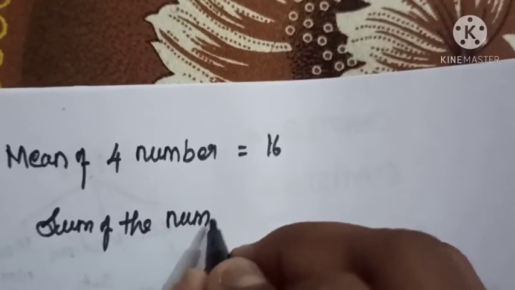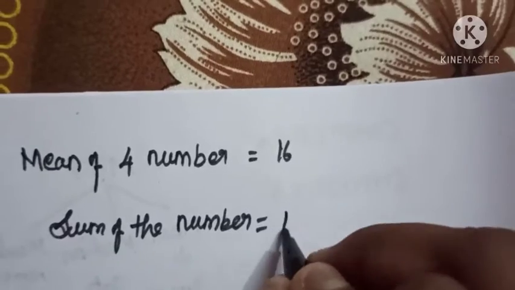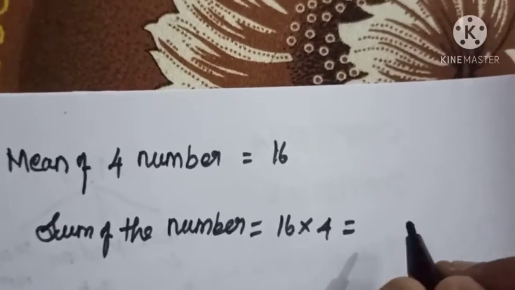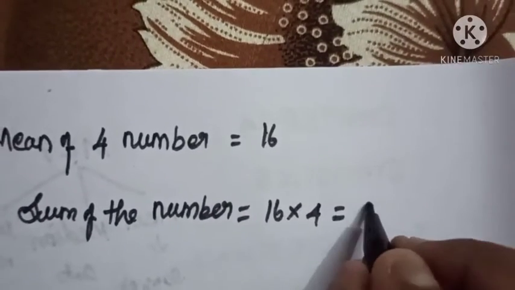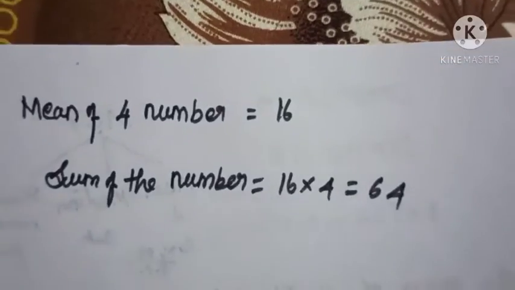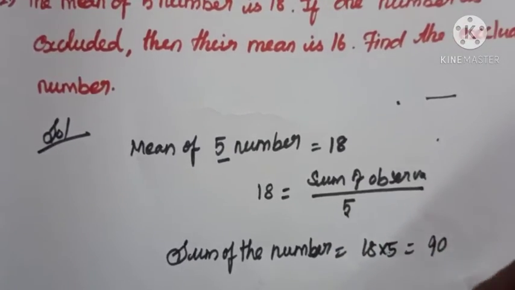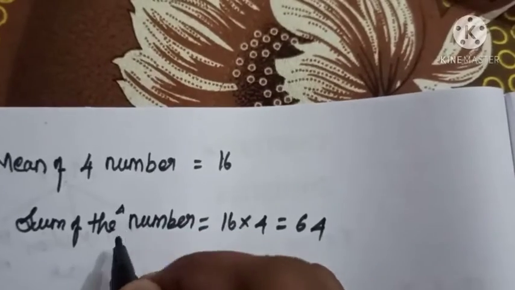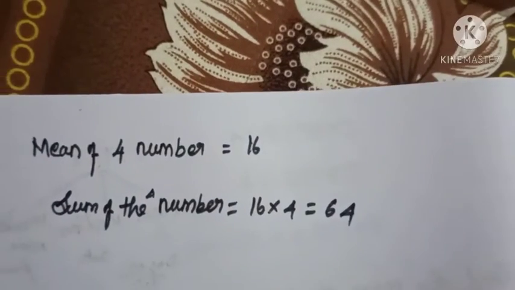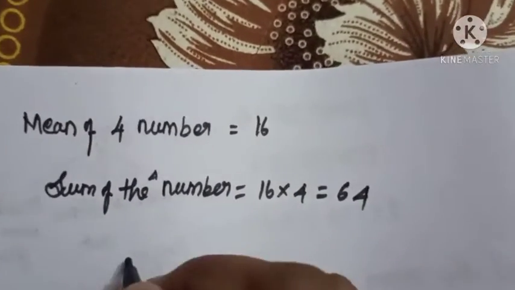Sum of the numbers is equal to 16 into 4, which is 64. Now the sum of 5 numbers is 90, and the sum of the 4 numbers is 64. So what is the excluded number?